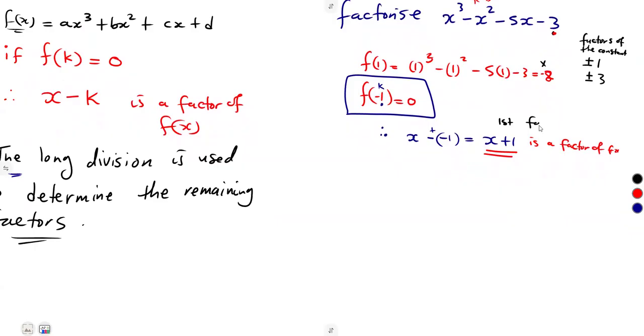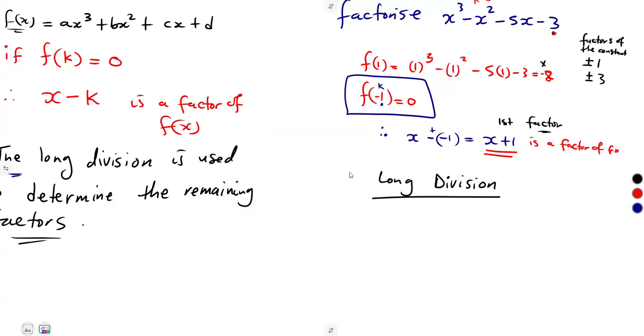This is our first factor, which we obtained by using this idea: any number that is going to give us a 0 from that f of x. From that, you obtain a factor x minus k, x minus that number, x minus -1, which is x plus 1. So now let us apply our long division. Be very careful. How am I going to apply this long division? You're going to use it later on.